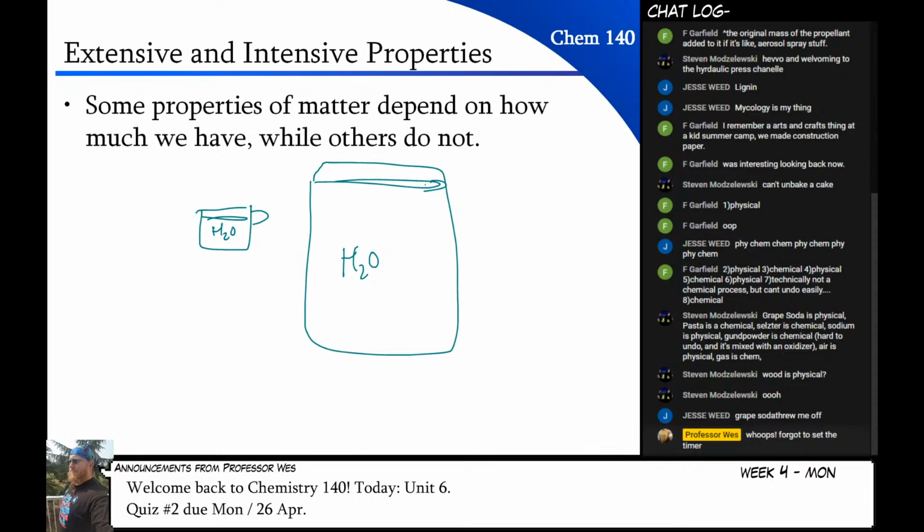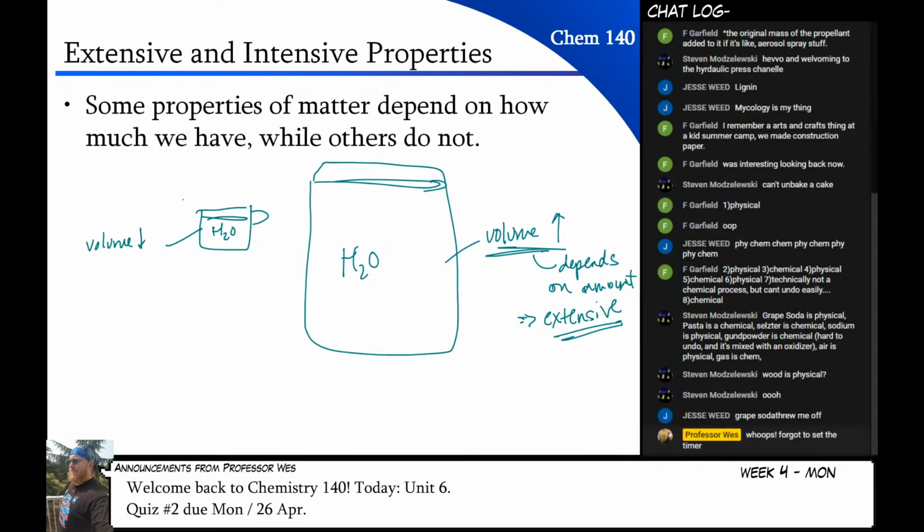My artistic skills leave something to be desired, but that's okay. Which of these has the larger volume? Well, obviously, this one has the larger volume. And this one has a smaller volume. So we would say something like volume depends on the amount. And that is an example of an extensive property. Extensive properties depend on how much stuff is present. So something like volume would be extensive.